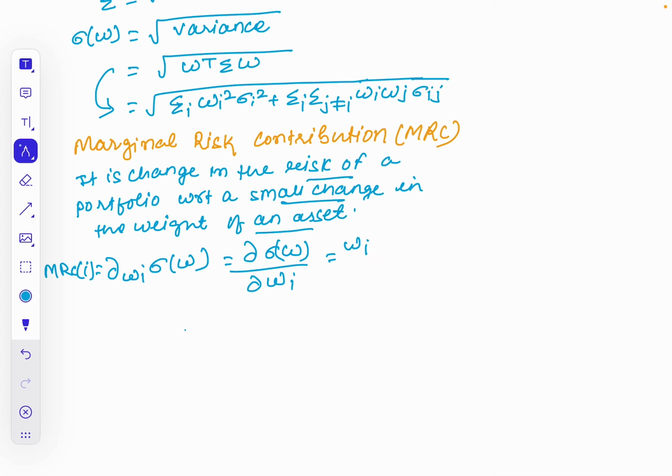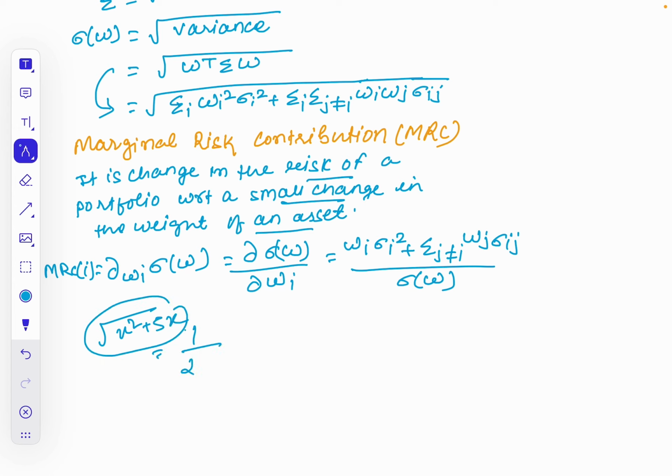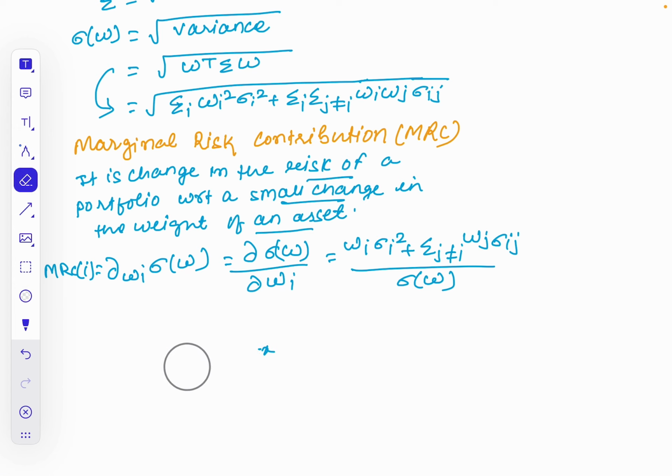I will write the expression directly. You can try doing it. It will be Wi sigma i square plus the summation for all j not equal to i of omega j sigma ij, divided by sigma. Now you may wonder how this term came up. Remember, this sigma omega is a square root term. So when you differentiate something like x square plus 5x under a root, you first have to differentiate the whole term, so this one comes in the bottom. That is where sigma omega is coming in the bottom. You may try differentiating sigma omega with respect to omega i, and then you will get this term.